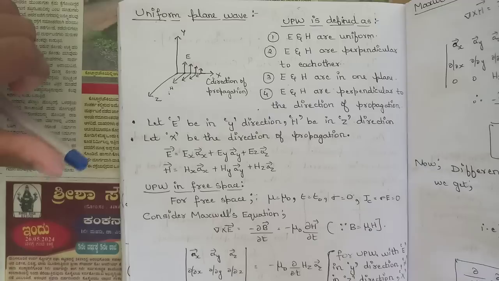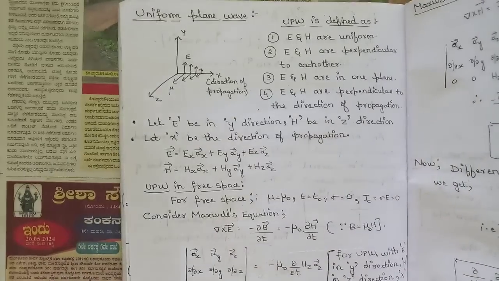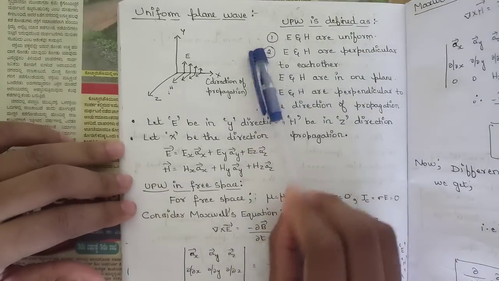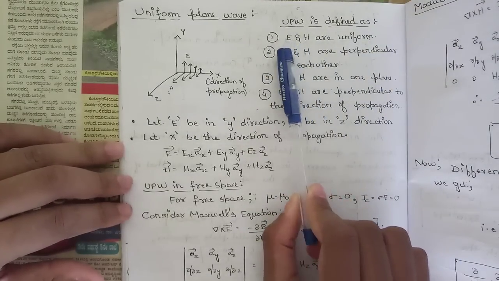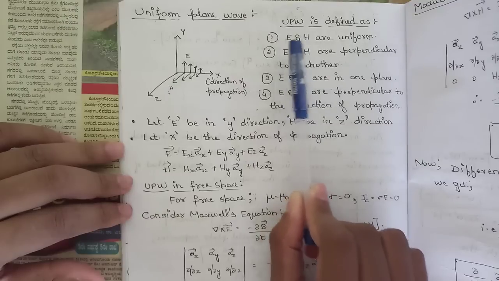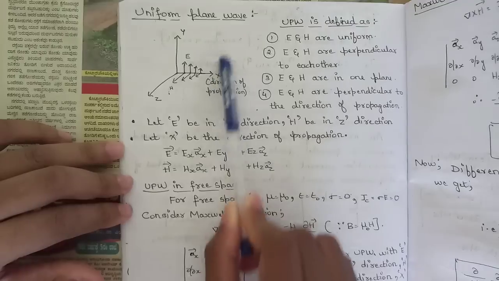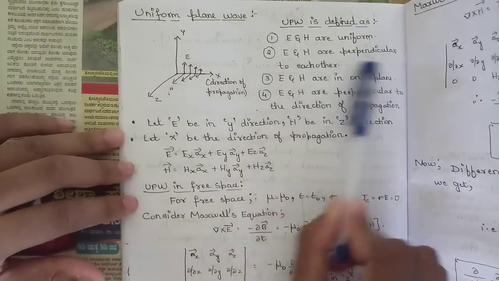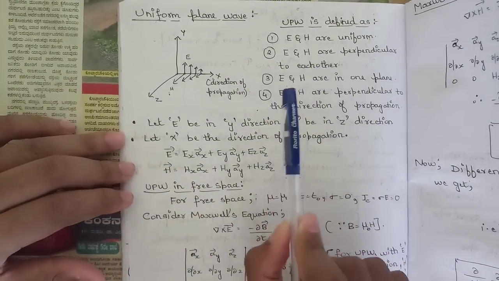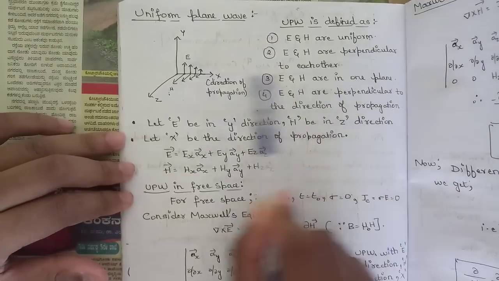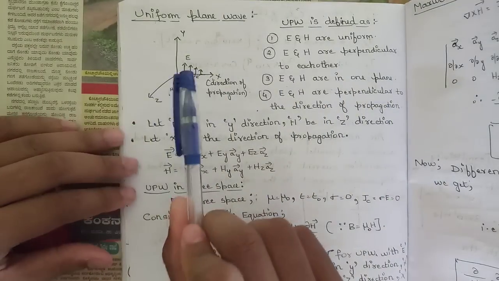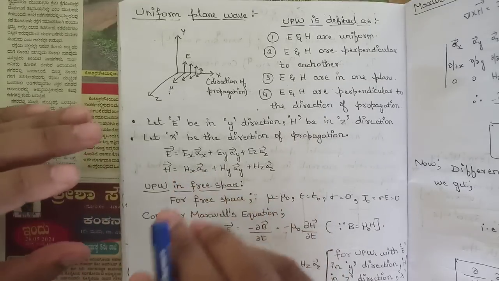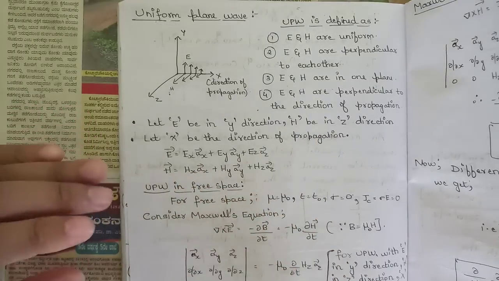So first, the definition of uniform plane wave. Uniform plane wave is defined by these 4 points. First point is that electric field intensity and magnetic field intensity are uniform in nature with respect to uniform plane wave. Second point is that E and H are perpendicular to each other. Third point is that E and H are in one single plane. Both the electric field and magnetic field are induced in a single plane, and in that plane the condition is that it needs to be uniform in nature.